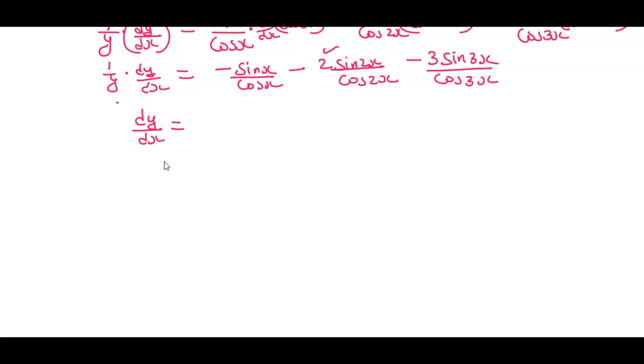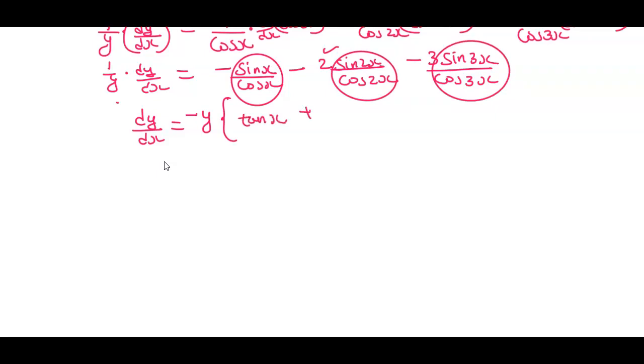First of all, y will move to the other side, take minus common, and if you take this in a simple other trigonometric ratio, that is known as tan x plus tan 2x plus tan 3x. Minus is common. Again, the question was in terms of x.